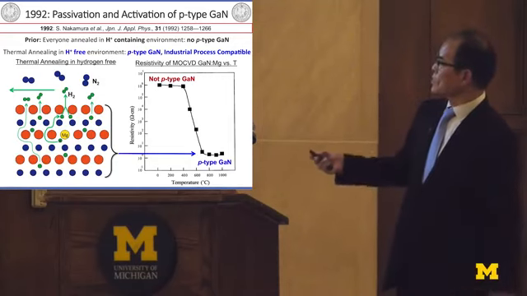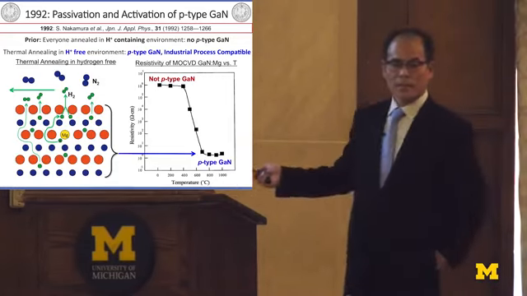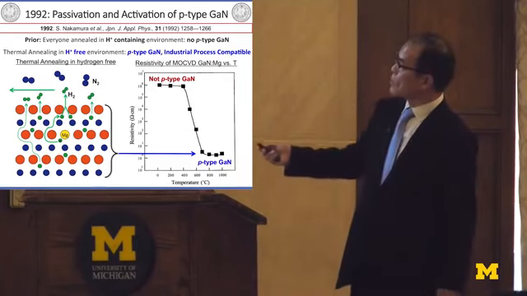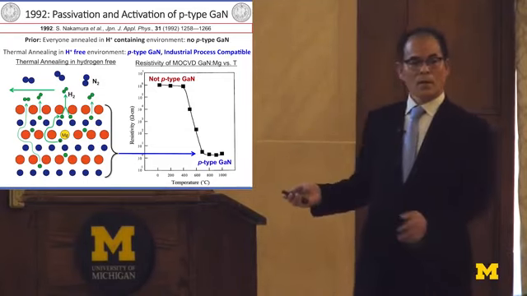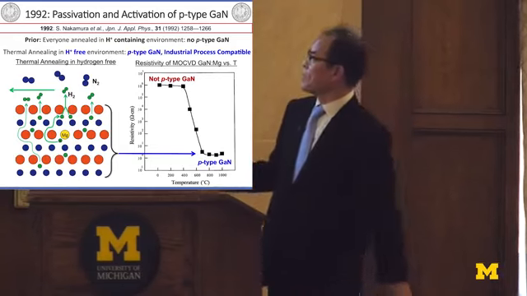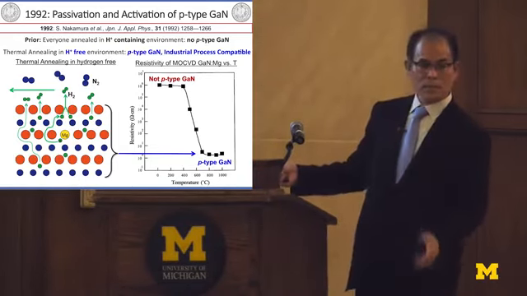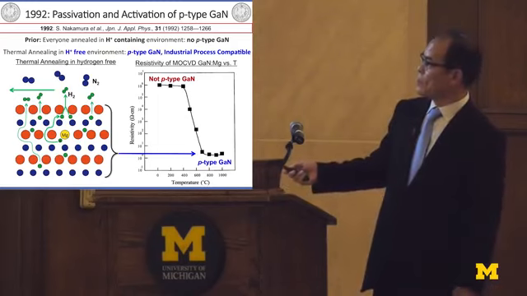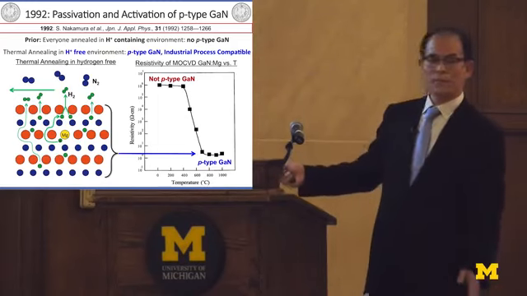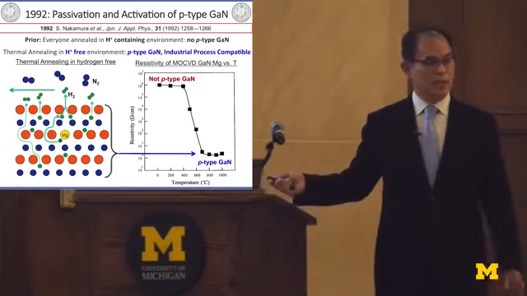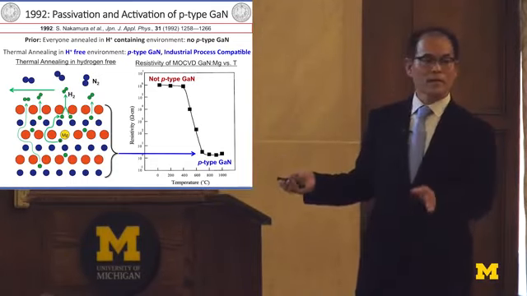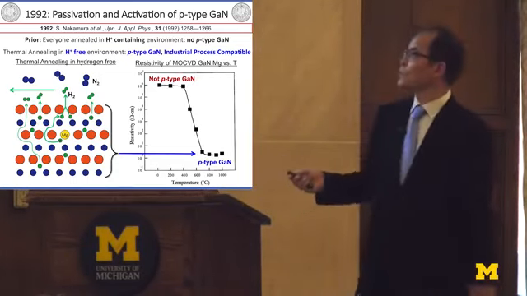But in our case, we just used thermal annealing. By using thermal annealing, we got P-type gallium nitride. Also, I clarified the mechanism. Initially, hydrogen passivates the magnesium acceptors. By thermal annealing, we could remove the hydrogen and activate the magnesium acceptors. It's called hydrogen passivation. I found this mechanism in 1992.